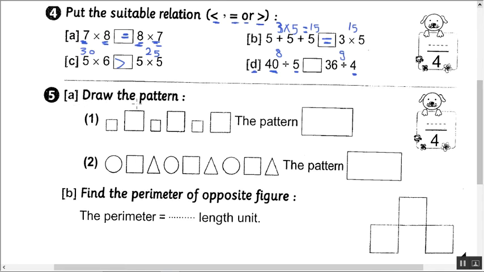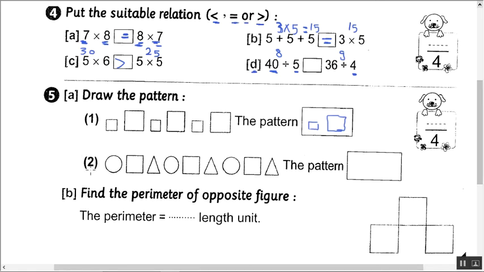Draw the pattern here. Here he said small square and here greater square. Here we have smaller, greater, and here also smaller, greater. So the pattern here will be smaller square and here greater square. The same pattern here: smaller, greater, smaller, greater, smaller, greater.